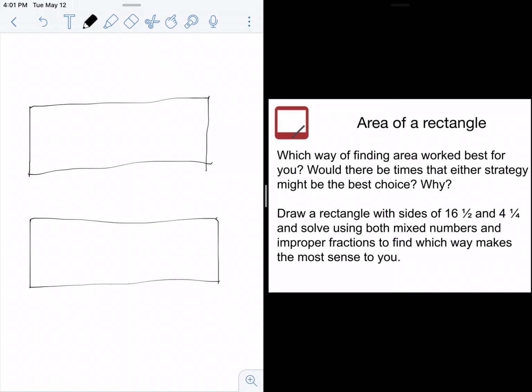Okay, so the first one we're going to do the area model on the top. So we have to take our 16 1/2 and break that apart. So we have 16 and then 1/2. And we have 4 1/4.